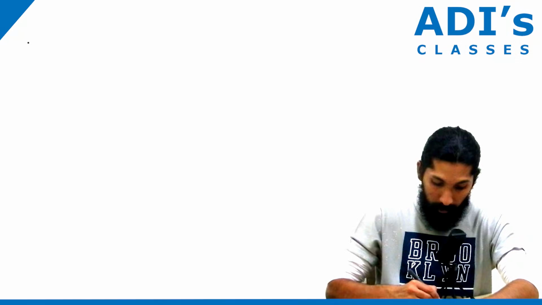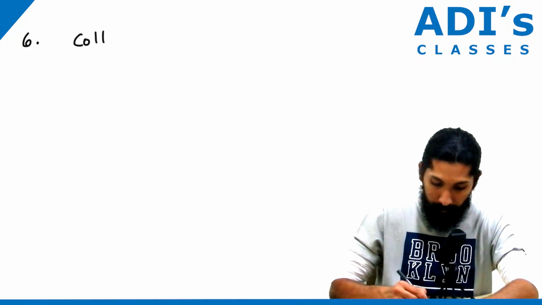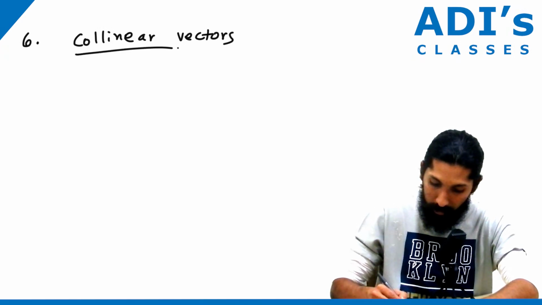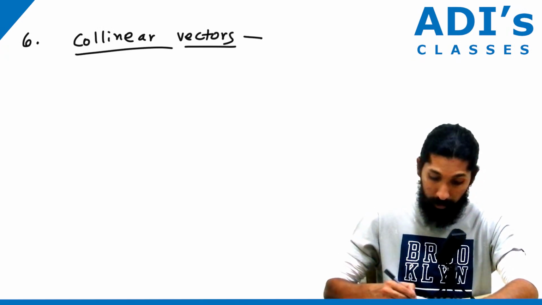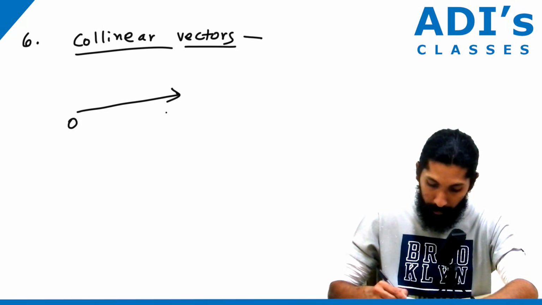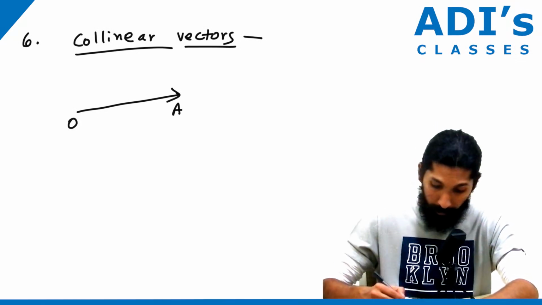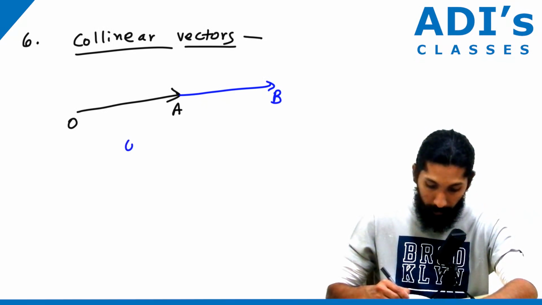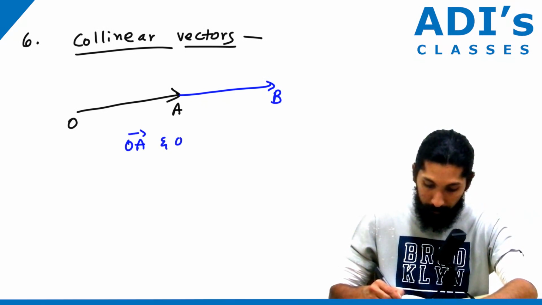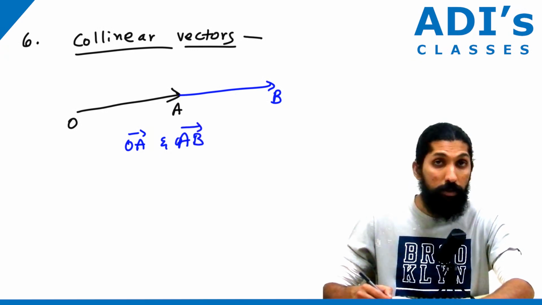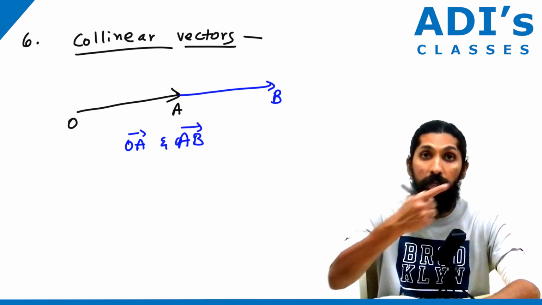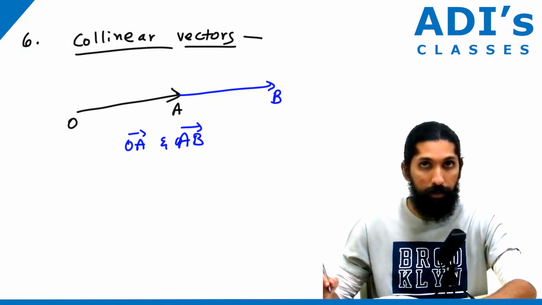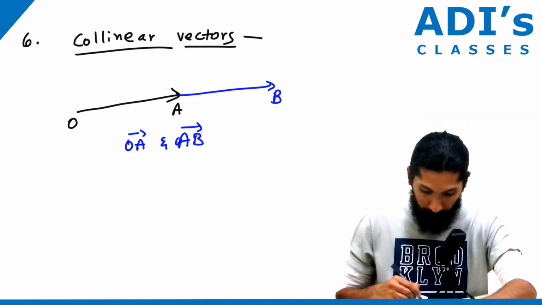It is collinear vectors. Collinear vectors. See, when we talk about collinear vectors, assume that there is a vector here, OA. Say there is one more vector which starts like this. This is AB. See this here, OA and AB. These two are collinear. They are on the same line. They are called as collinear vectors. Clear? The next type of vector, they are equal vectors.